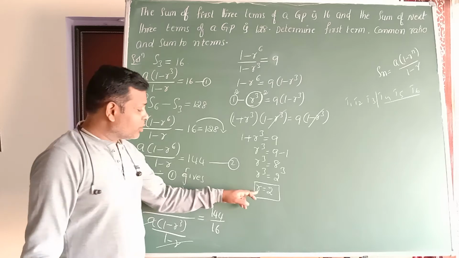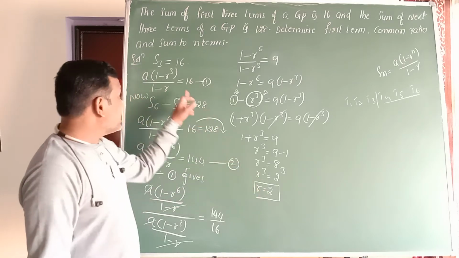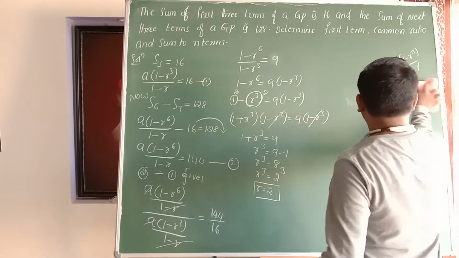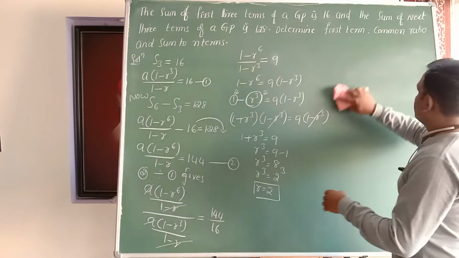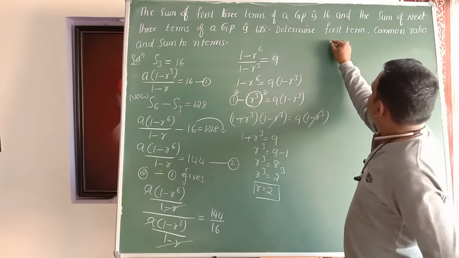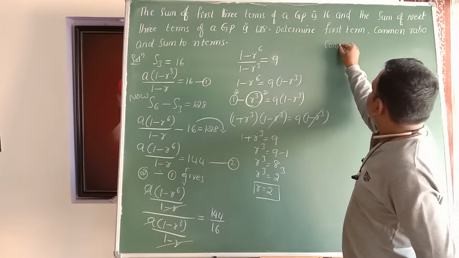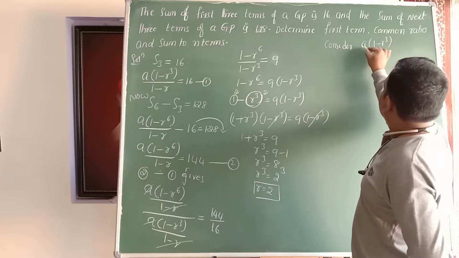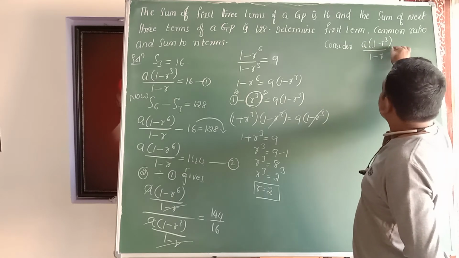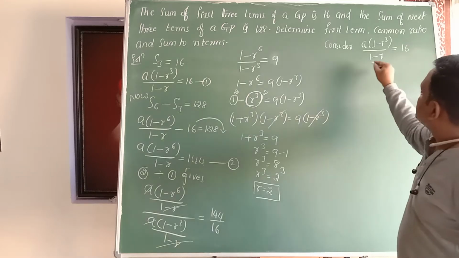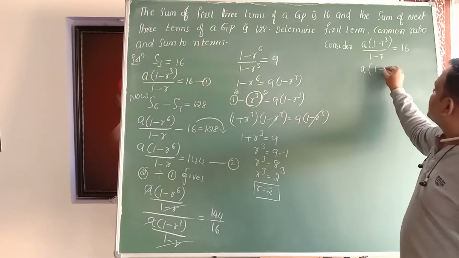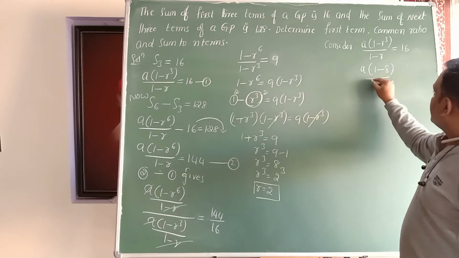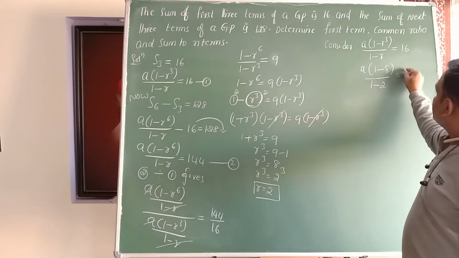So now substitute the value of r is equal to 2 in any one of the equations, either 1 or 2, you will get the first term. Now I am considering equation 1. What is the first equation? a into 1 minus r power 3 divided by 1 minus r is equal to 16. So a into 1 minus 2 cube, 2 cube is 8, divided by 1 minus r, that is 2, is equal to 16.